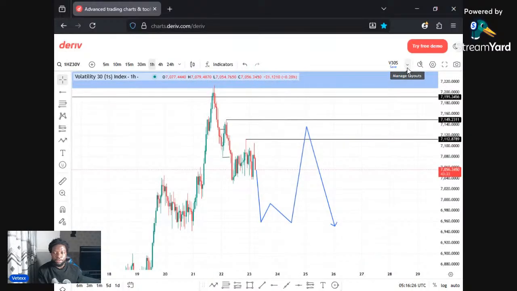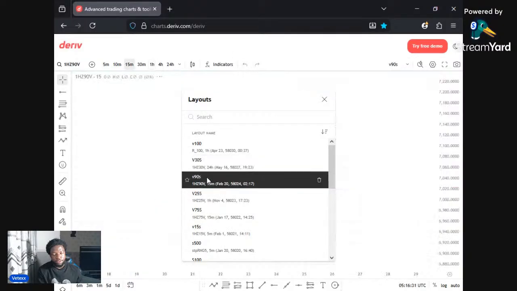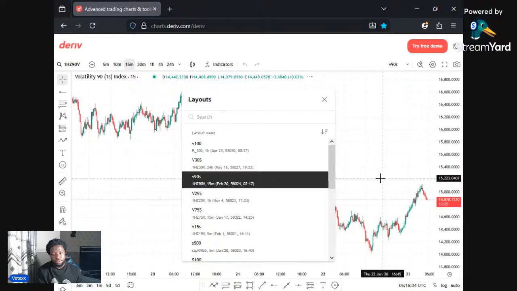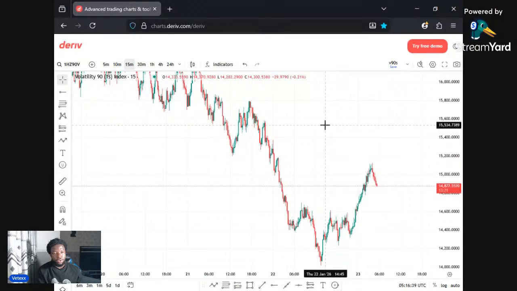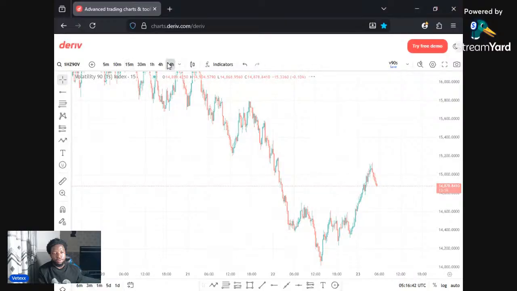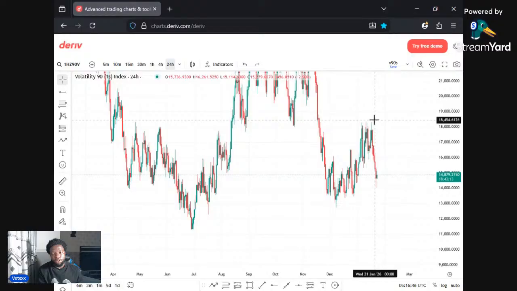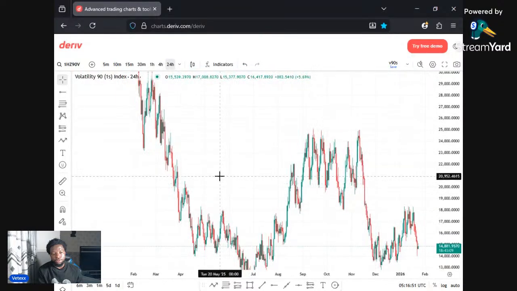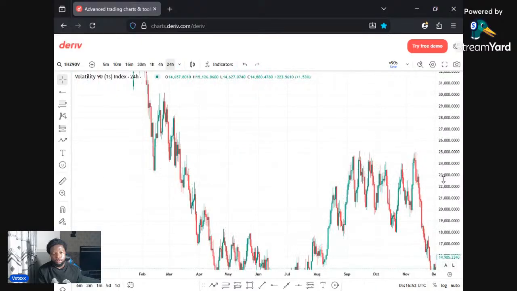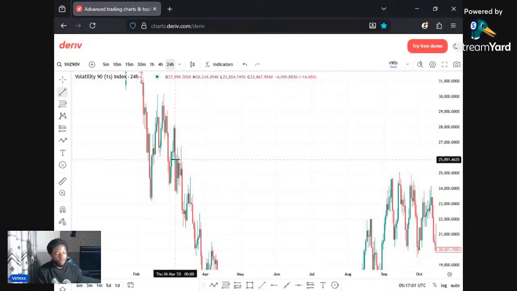Currently, there's nothing on V30 here, so we'll move on to the next pair, which is V91S. Let's check V91S. Let's see what it has for us. Okay, first of all, V91S has been bearish on a daily time frame. It has been really bearish on a daily time frame. So what are we going to do? Let's check where it's coming from and where it's going to. Clearly, you can see we have a sweep.